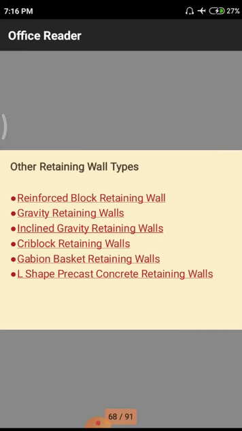Today's class is related to these terra walls and their construction. In the previous classes, we discussed these earth retaining structures, their components, their applications and their differences. All those things were discussed in yesterday's class, but today's class is entirely related to different types of terra walls and other retaining walls.